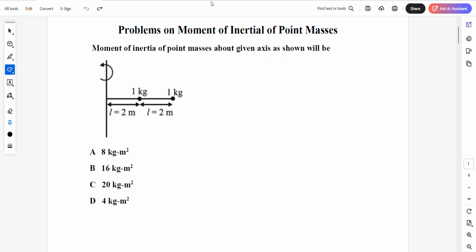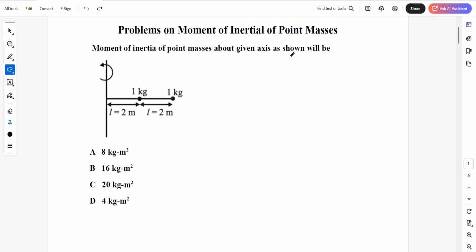Today we'll be seeing some important problems on the topic moment of inertia of point masses, which comes in the chapter rotational motion. This is the first problem. It is saying moment of inertia of point masses about given axis as shown will be. You are supposed to calculate moment of inertia of point masses. These are the two point masses they have given, and you are supposed to find the moment of inertia of point masses about given axis as shown.